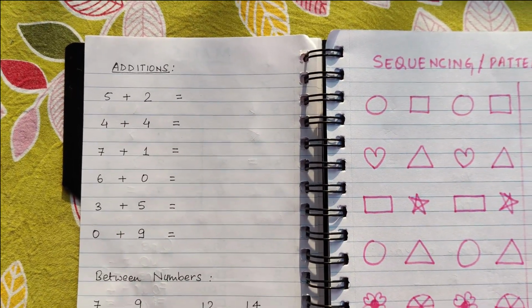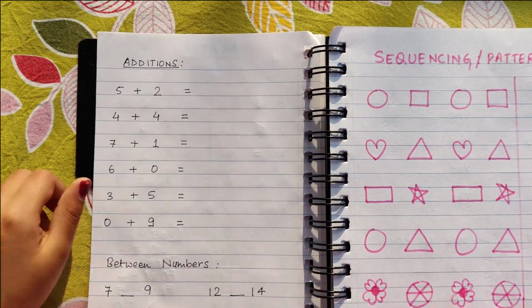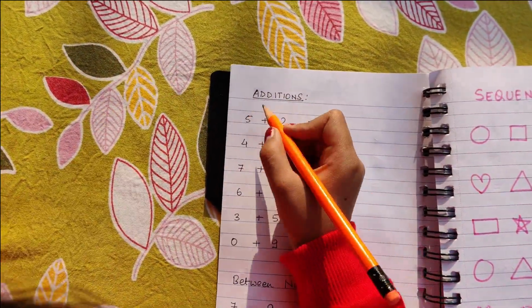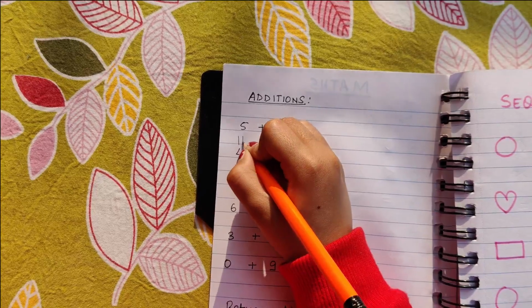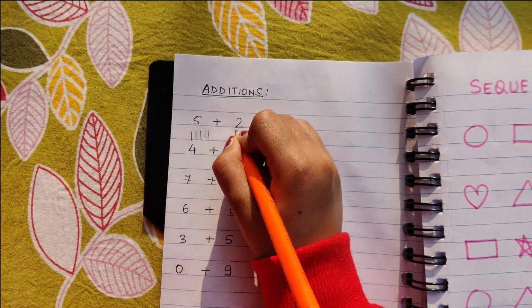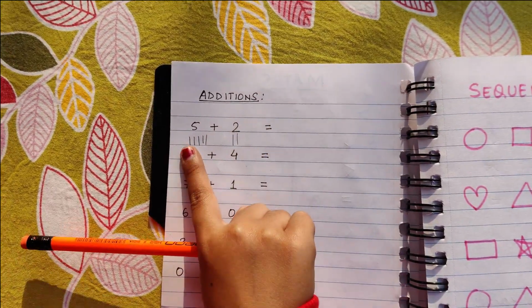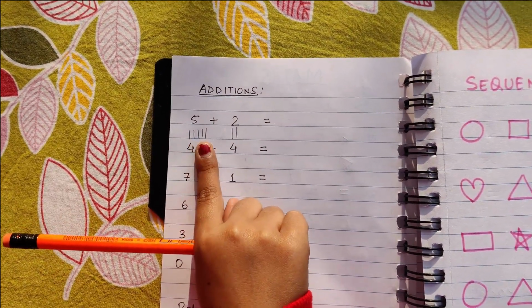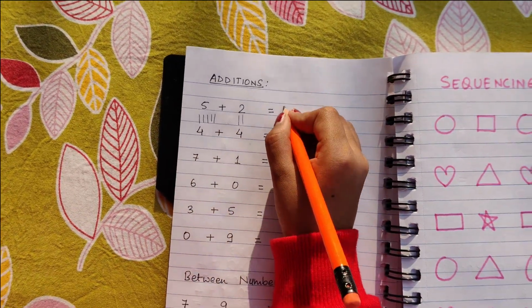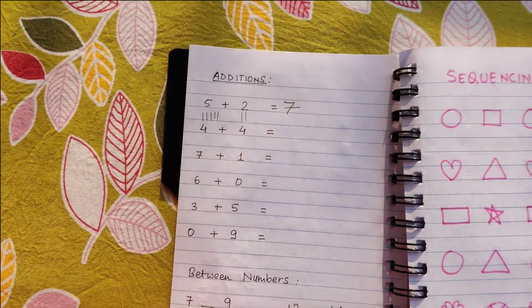Okay Mahi, so how will you do the additions? Come on, do it. 5 sticks and 2 sticks. Okay, make 5 sticks. 1, 2, 3, 4, 5. Okay, 1, 2. Now count them. 1, 2, 3, 4, 5, 6, 7. Yes, so 5 plus 2 is 7. Very good. Next.